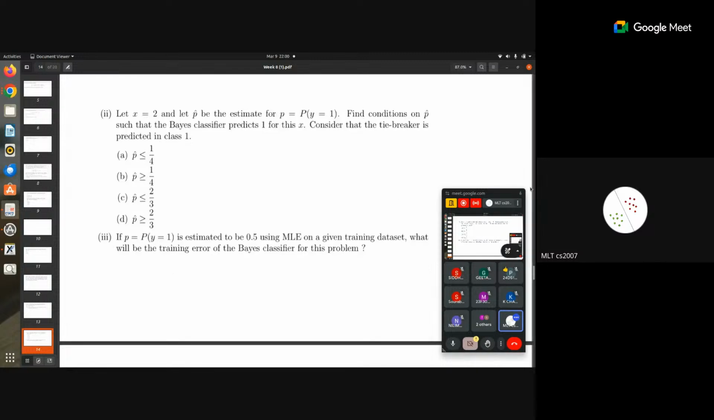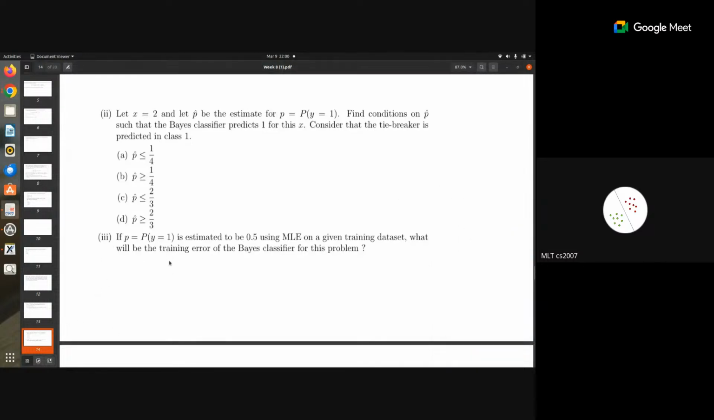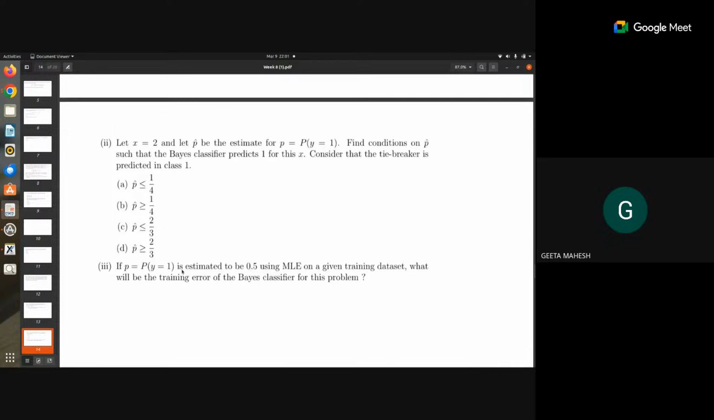What about this? If p is estimated to be 0.5 using MLE on a given training data set, what will be the training error of the Bayes classifier for this problem? Do you understand the question here? Yes, sir. So it will be 0.25, sir. 0.5 minus 0.25.